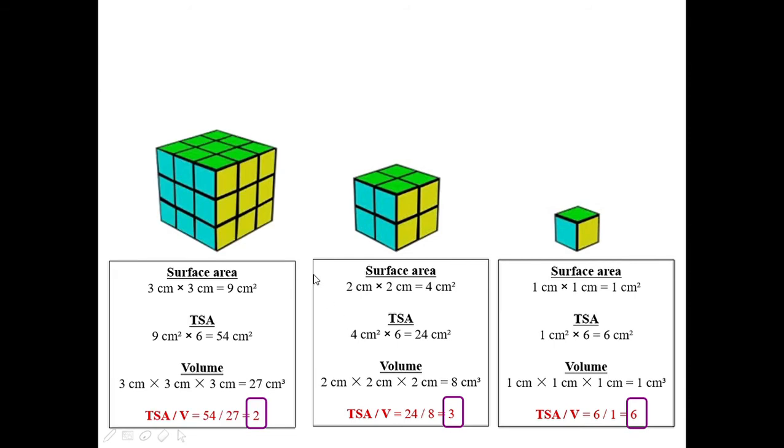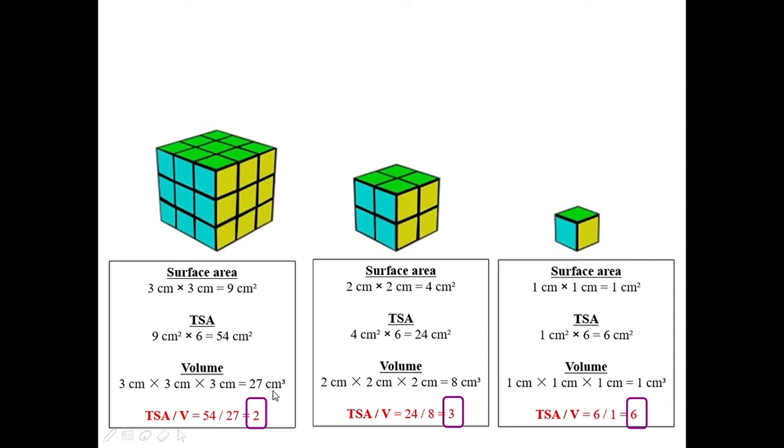Next, ukuran bagi sisi kubus ini pula ialah 3 cm. Jadi total surface area bersamaan dengan 54 cm persegi. Isi padu untuk kubus ini pula bersamaan dengan 3 darab 3 darab 3 iaitu 27 cm padu. So the total surface area to volume ratio for this cube is 2.